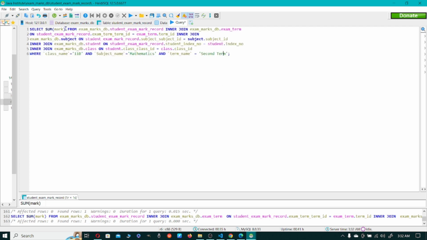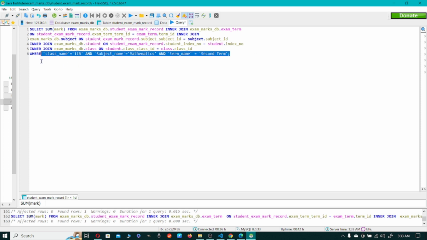As we did in the last three questions, we used the keyword sum to get the sum of all marks. We have joined the student exam mark record table with the exam term table, so we can access the second term marks. And then we have joined the subject table to filter the mathematics marks. And then we have joined the student table as it is the one that contains the class IDs. So I have used it, and then I have joined the class table.